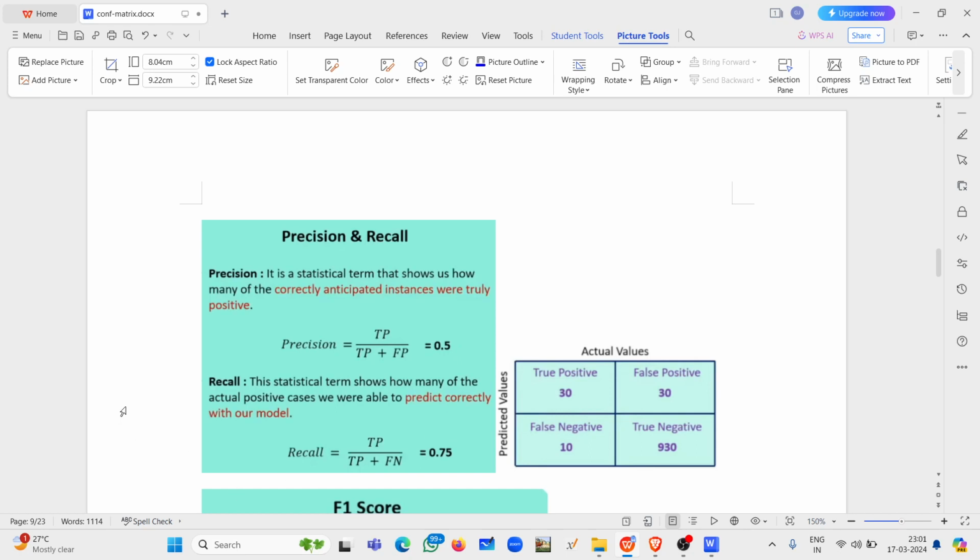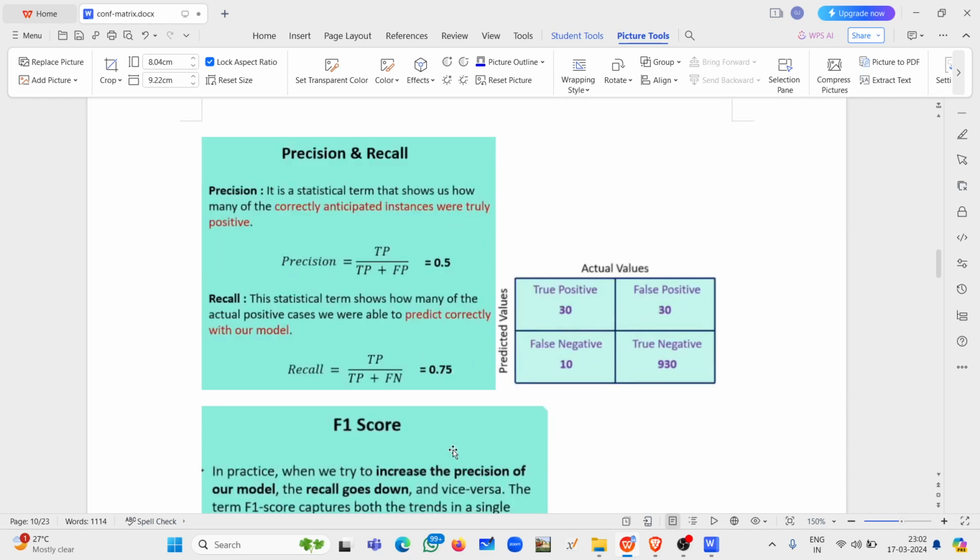I will tell you the details of what is precision and what is recall, with a diagram and explanation. Don't worry, just let us calculate it. The formula is true positive divided by true positive plus false negative. So true positive is 30, divided by 30 plus false negative, which is 10. 30 plus 10 is 40. So 30 divided by 40 is 0.75. Try to understand: here the precision was 0.5 and the recall is 0.75.